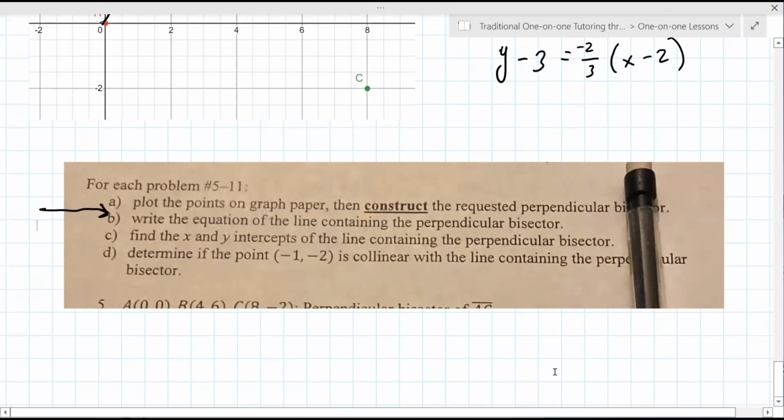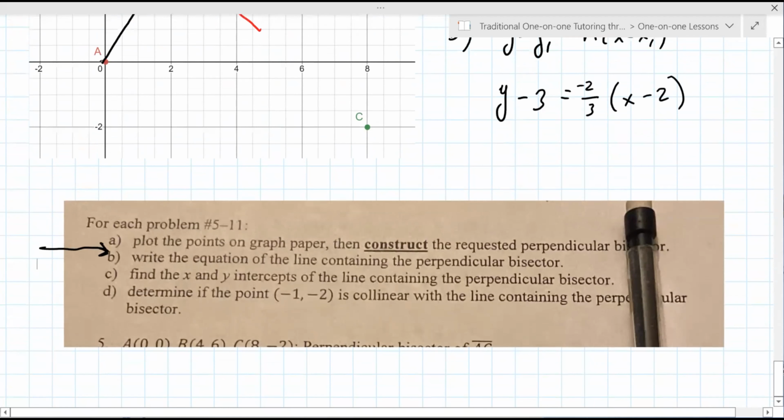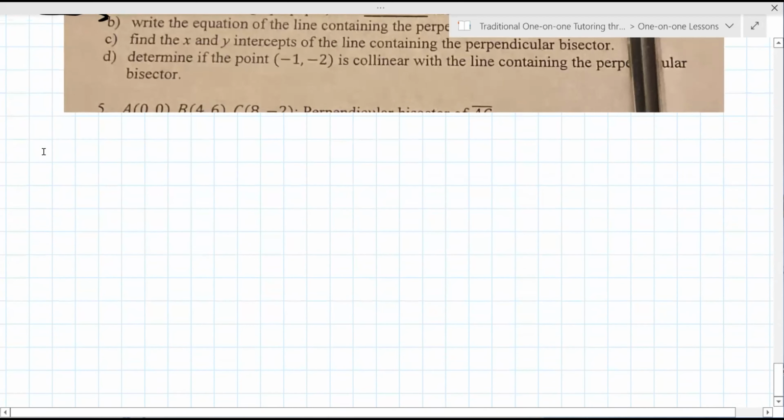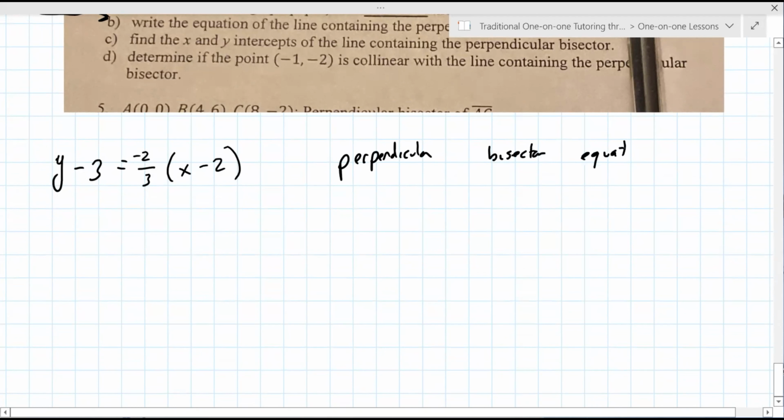Let's do part C. What does part C say to do? Part C says find the x and y intercepts of the line containing the perpendicular bisector. So we have to use our equation of the perpendicular bisector. That's what this is. So you've got to find the x-intercept, and that's by putting y equals 0 into the equation. Now this one's not great. This one's got some problems, but that's okay.